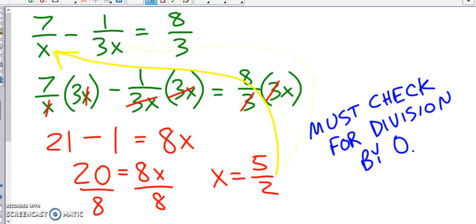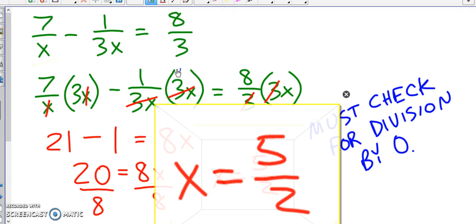Well, 5 halves itself is not 0, so that one's taken care of. And 3 times 5 halves is certainly not 0, so that one's taken care of. So in reality, this is an answer.